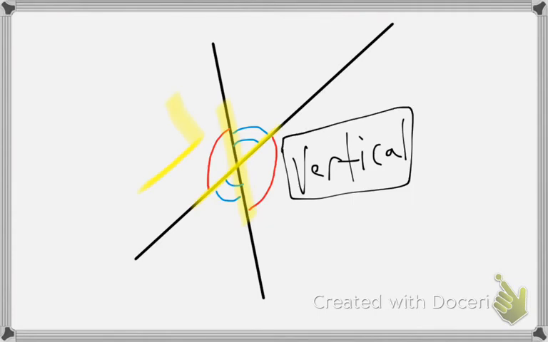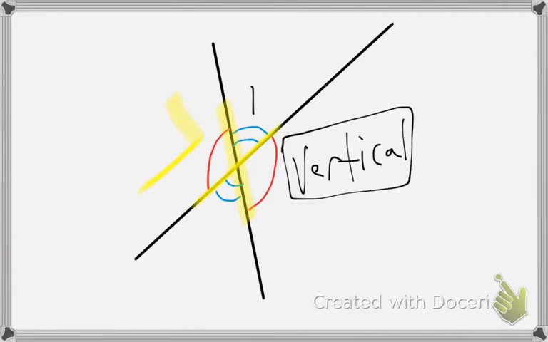So anytime you have this X formation, or really just any two lines that cross each other, the ones across from each other in either direction, where they're on separate sides of V's, are vertical, and they're congruent. All right, what about adjacent? Well, adjacent simply means next to.